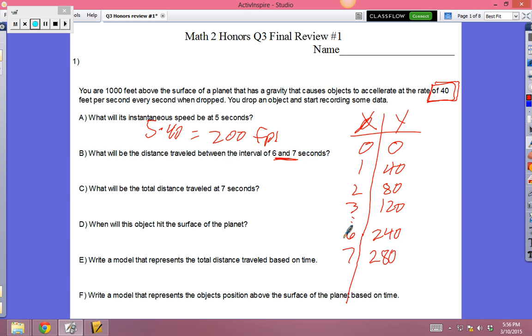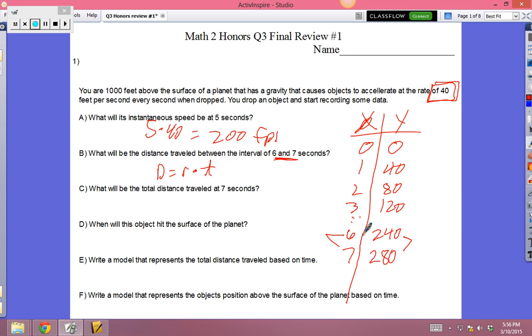So the distance traveled from here to here in that 1 second that it was in the air. In that 1 second, it started off going 240 feet per second, but it ended going 280. So its speed was changing, it was getting faster. So the distance is going to equal whatever the speed is times the time.